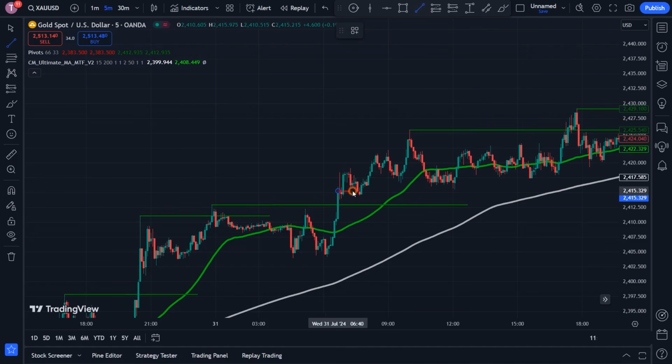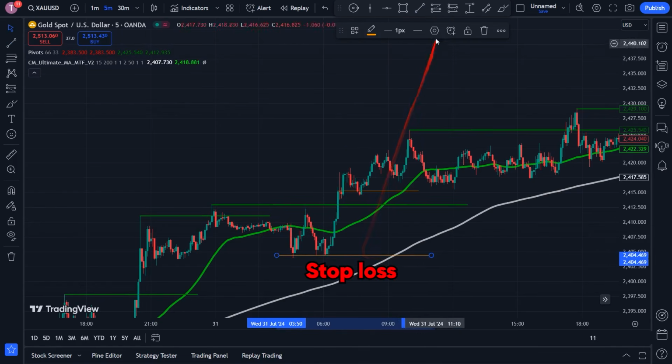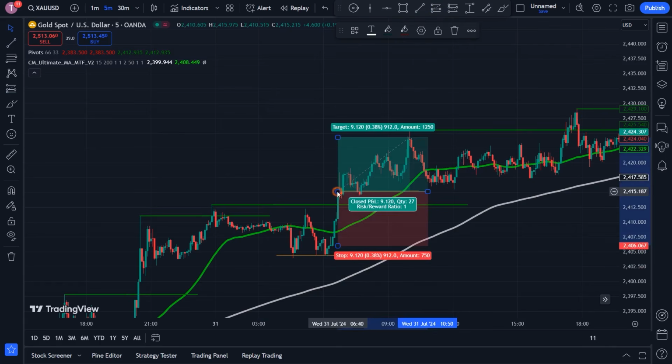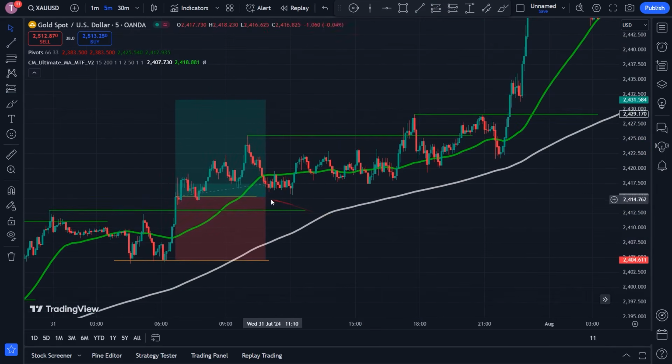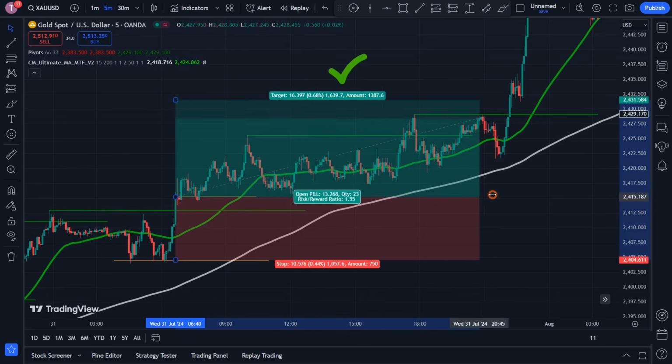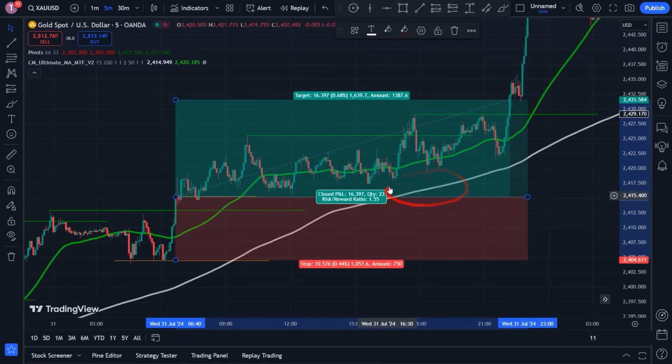After that, we need to determine our stop loss. To do this, we just need to find the last swing low and place our stop loss slightly below it. Now we can enter our buy trade, and for the take profit, we can consider a risk to reward ratio of 1 to 1.5. Now we just have to wait for the trade to close with a profit or loss before moving on to our next trade.